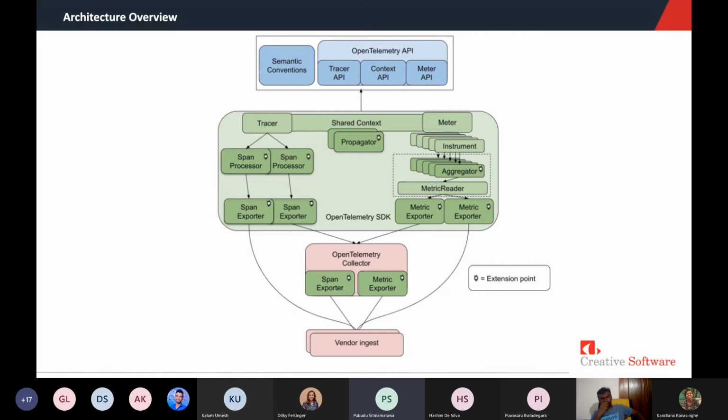It mainly consists of three parts. First one is the OpenTelemetry API, which has a trace API, which is responsible for creating and generating spans, and the context API, which is responsible for handling the context of spans, and the meter API, which is responsible for managing the measurements that are done in the code.